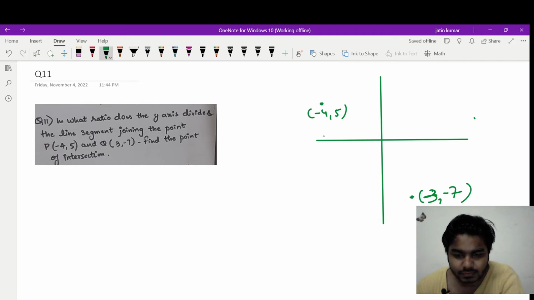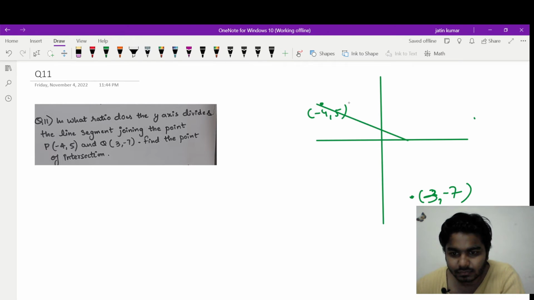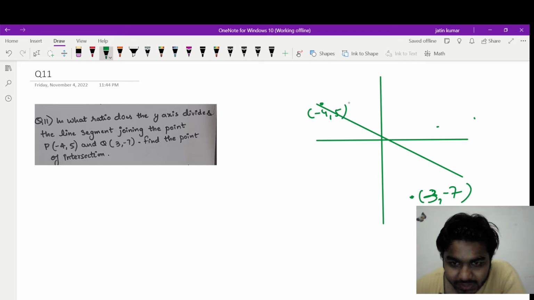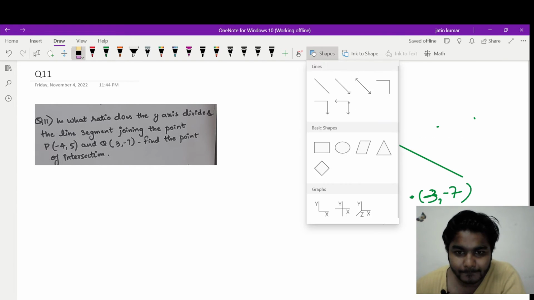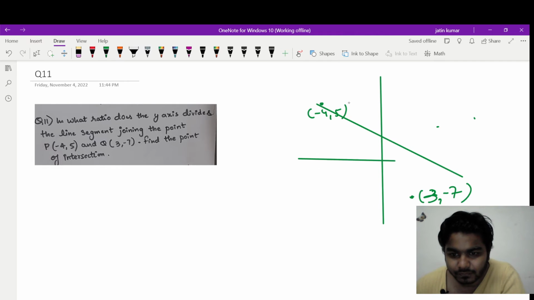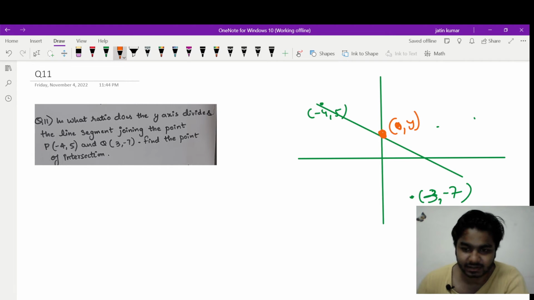Okay, so the y-axis divides the line segment, right? Yes, so we have to find that y coordinate. One minute, let me draw it very clearly. Yes, so we need to find this coordinate (0, y). We need to find that y because the y-axis divides the line segment.